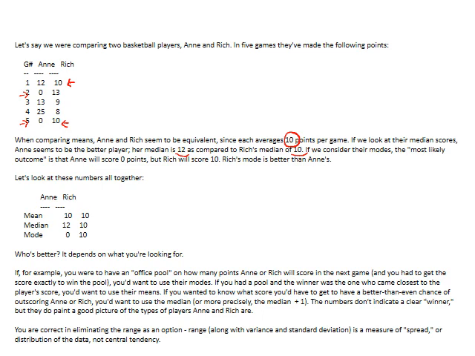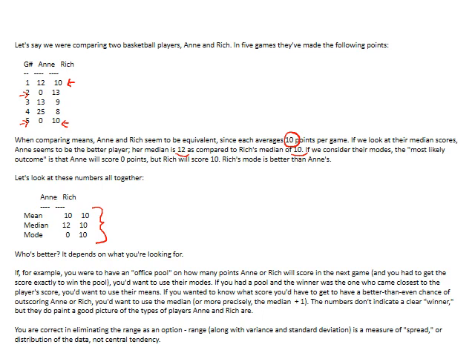So how do we know which one to use and when? Here we have a summary of what we just talked about. Who's the better player? Well, it depends what you're looking for. If you have an office pool, and you're betting on how many points these two are going to score in the next game, you would probably use their mode, the number which occurs the most often, because chances are Anne is going to score a 0 and Rich is going to score a 10, because that's the number that happens most often.